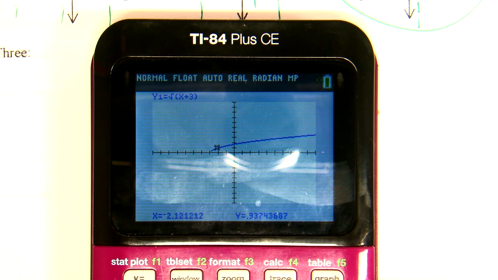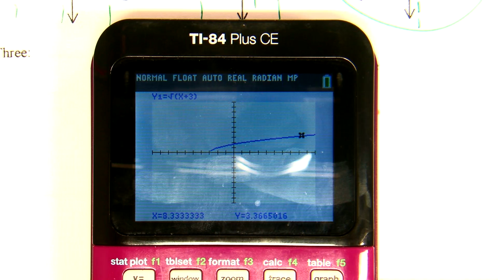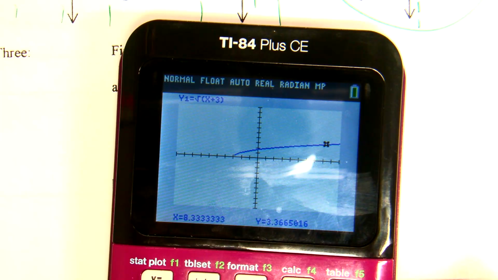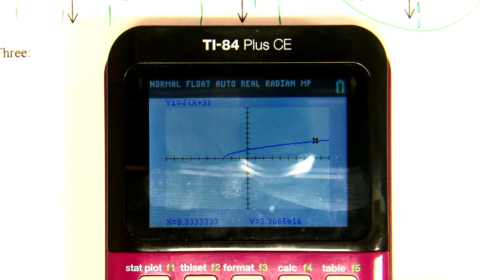And so this is my domain. My graph exists anytime x is greater than or equal to -3. Okay? If you didn't have the equation here, you could still get the domain because you're just looking at x values. So as I start at the left, at what x value does my graph begin? It begins at an x value of -3, and it keeps going off the screen. Okay? So what is this in interval notation?